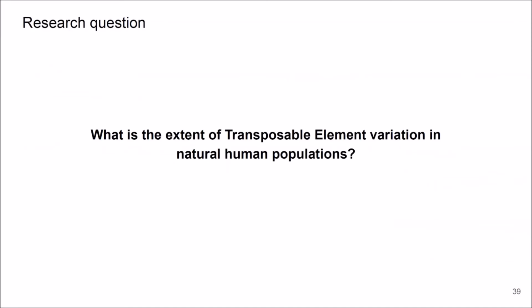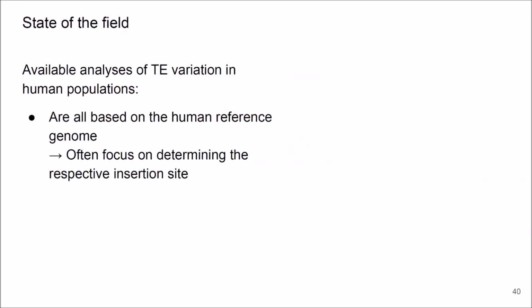And so the underlying research question is basically, what is the extent of transposable element variation in natural human populations? Of course, this has been studied before, but pretty much all of the analyses so far have been based on the human reference genome. A big focus of these studies was always to determine the respective insertion sites, so basically to know exactly where a transposon sits in the genome. This has, of course, a variety of informative uses. For example, for specific disease variants, it's very important to know the specific position of a transposable element.